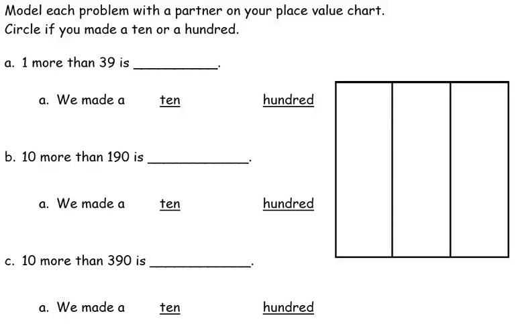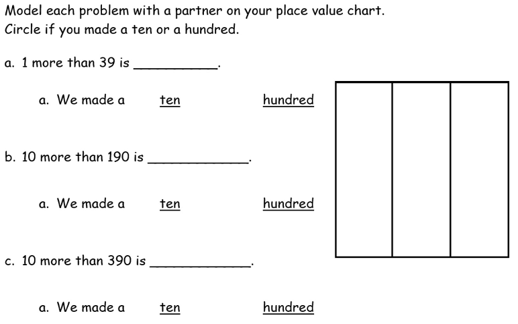This tutorial is for 2nd grade Module 3, Lesson 20. In this lesson, we're going to use our place value charts to see what happens when we add groups of 1s and 10s to a number. The directions say model each problem with a partner on your place value chart. Circle if you made a 10 or a 100.